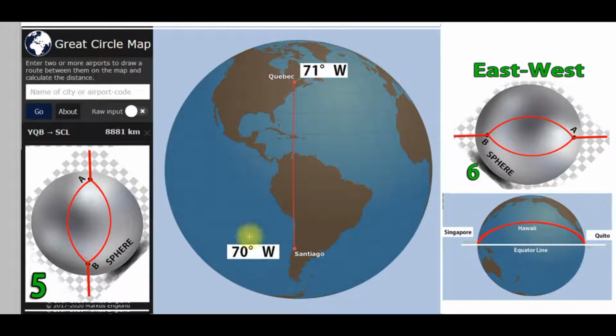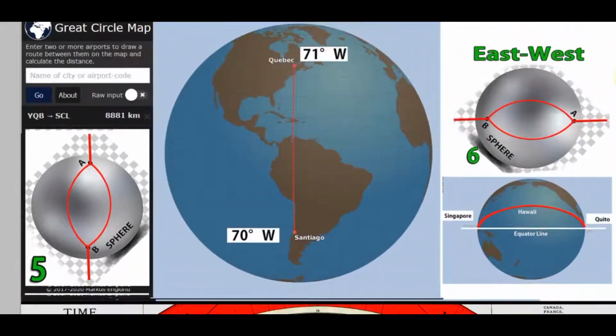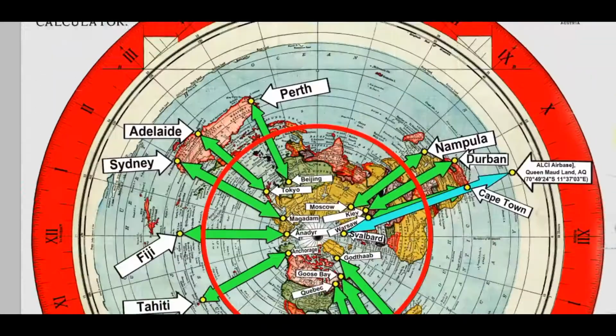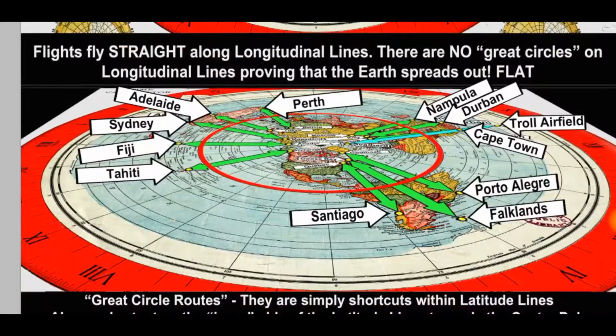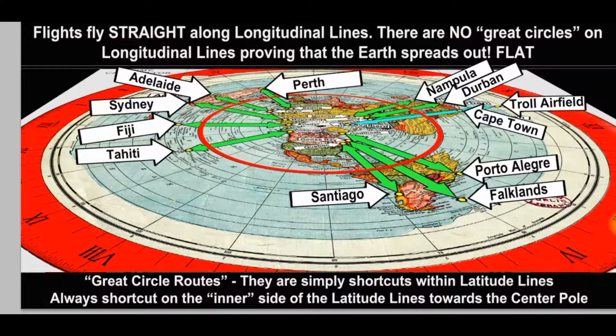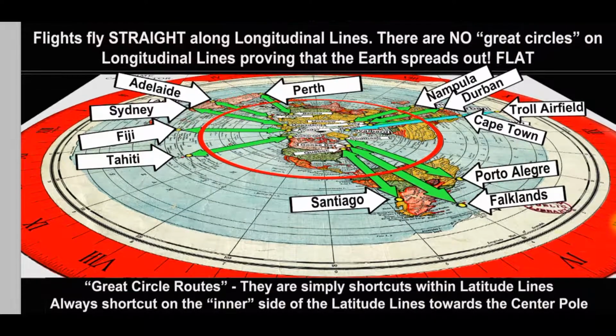But when you turn from the orientation here, it doesn't apply on Earth anymore, because Earth is not a ball. This is how this looks like. Quebec to Santiago, one straight line. This is how it looks on this orientation right here. Santiago, Chile to Quebec, Canada, one straight line.